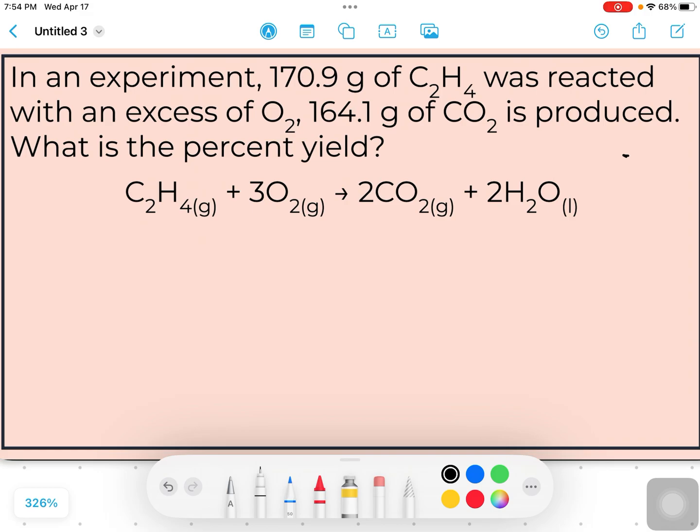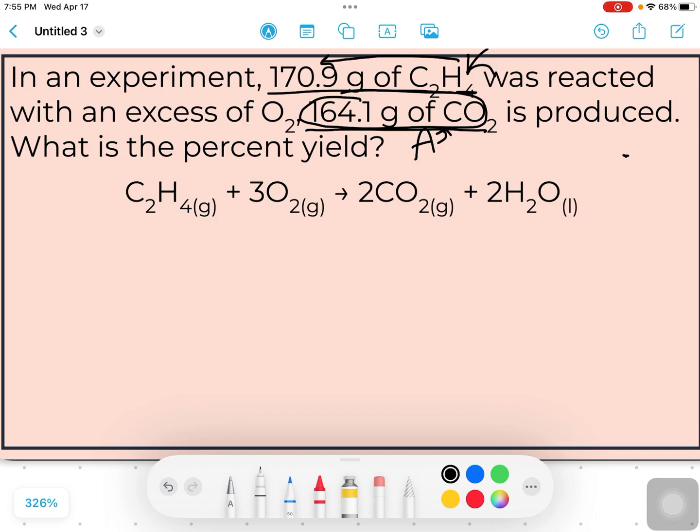Okay, so in an experiment, 170.9 grams of C2H4 was reacted with an excess of oxygen. 164.1 grams of carbon dioxide is produced. What is the percent yield? Okay, so like we talked about before, is produced is your dead giveaway that is going to be your actual. So this is your actual. I like to label mine so I don't forget which one's which. So my 164.1 is my actual. My 170.9 is my known.